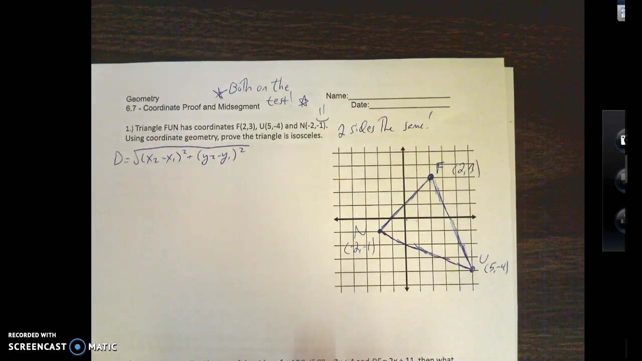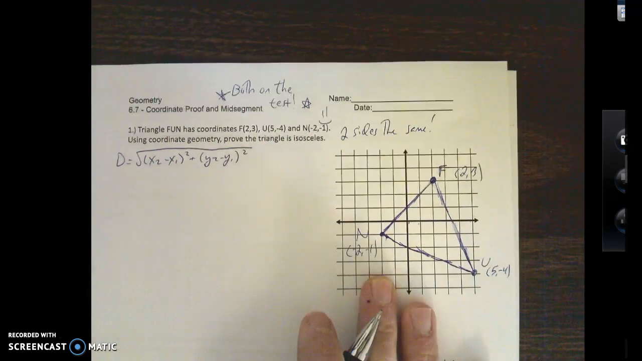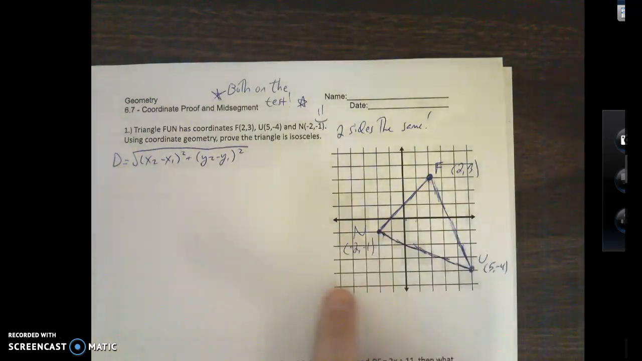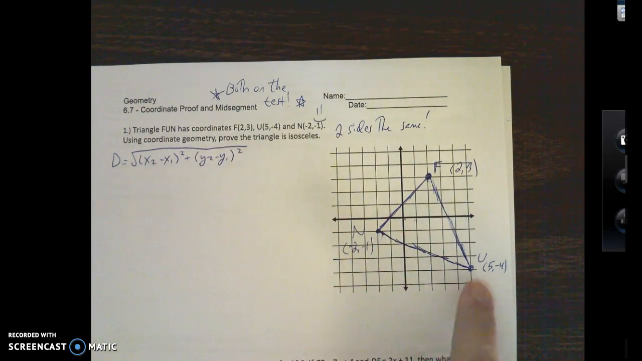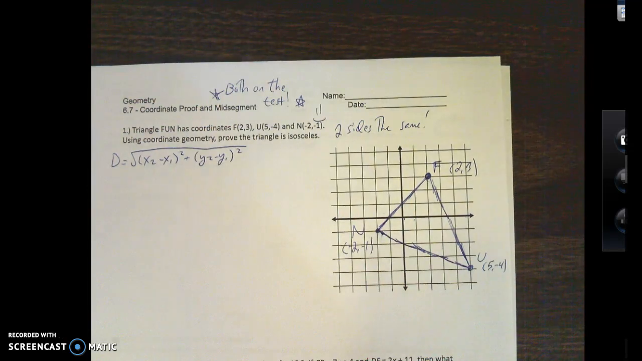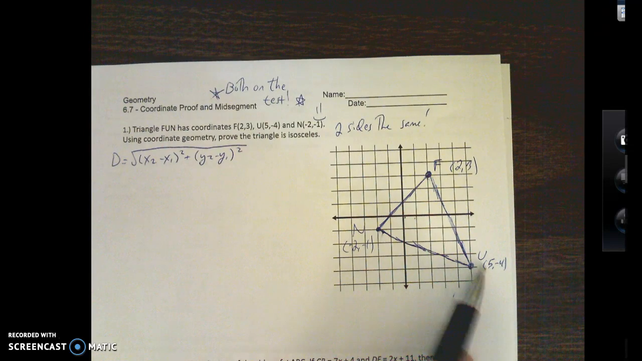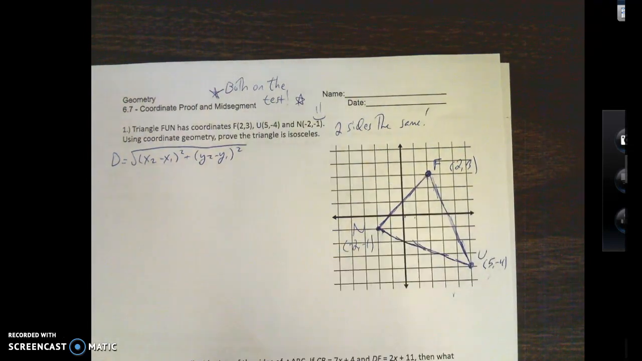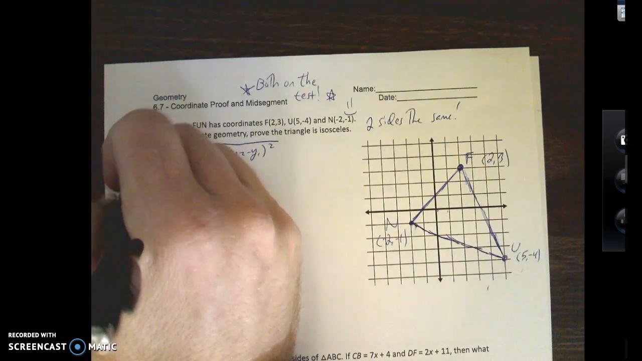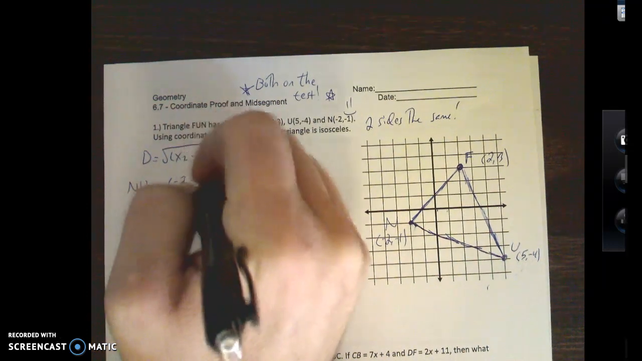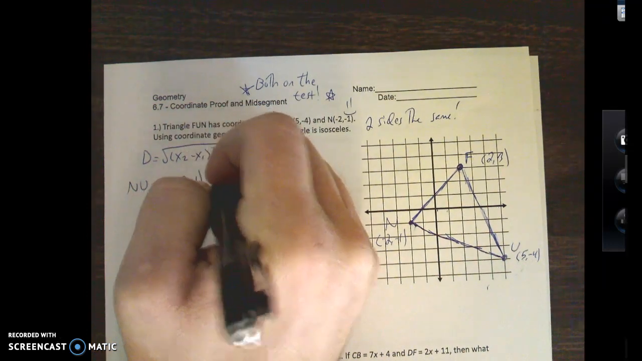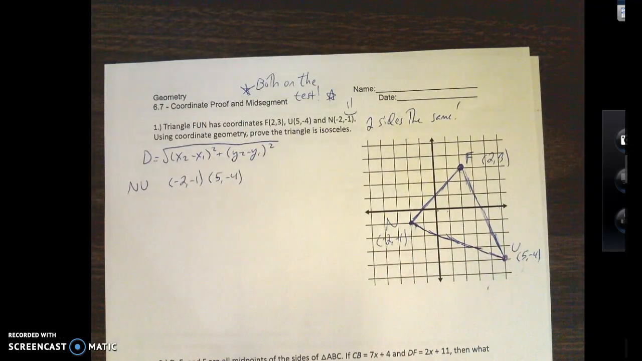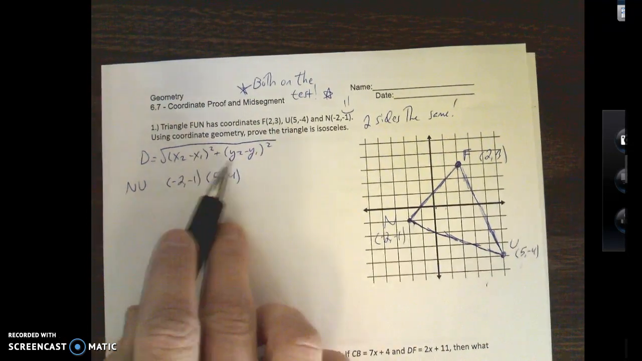Okay? So if you guys can look at this picture with me, I have side FN, I have side NU, and I have side UF. Alright? Which two sides do you think will be the same? Hopefully you guys can see side NU and UF look very similar. So that's what I'm going to do. Here's NU first. Okay? I'm going to use the point negative 2, negative 1, and 5, negative 4. And I'm going to plug these into this formula.